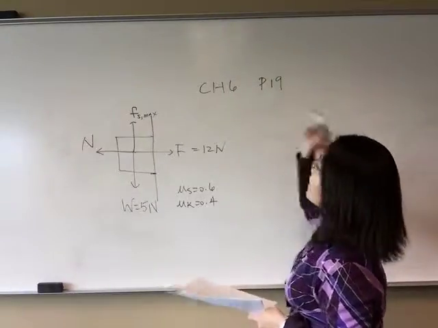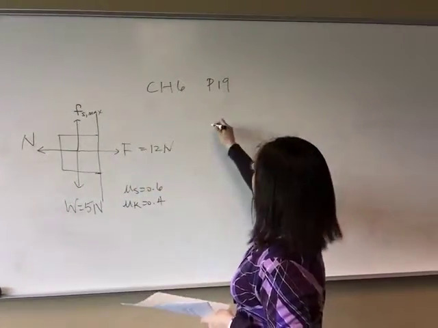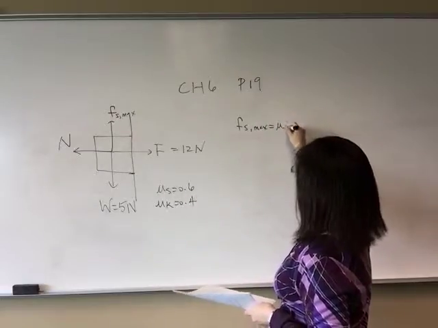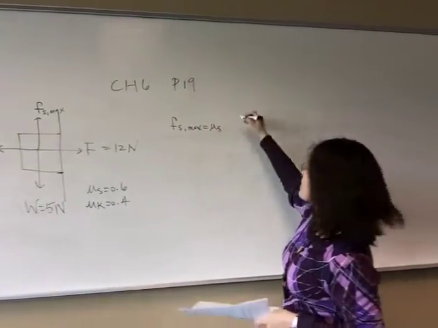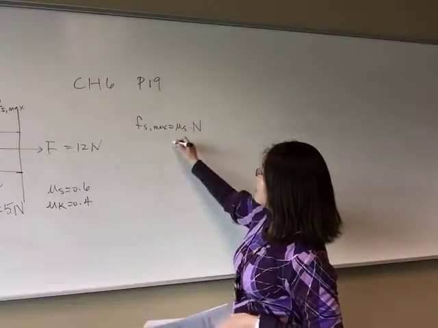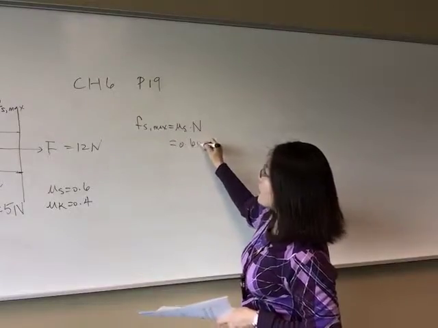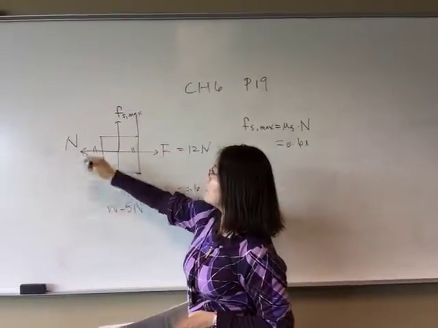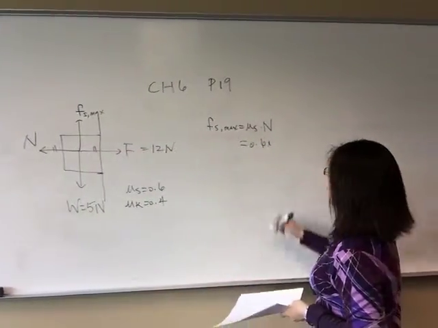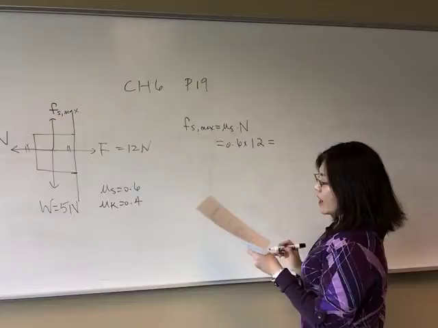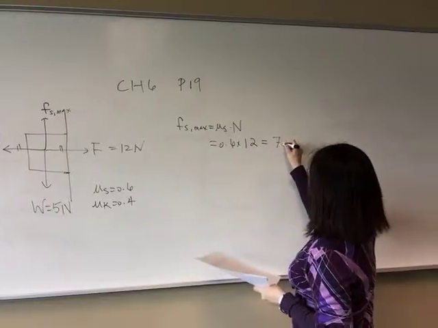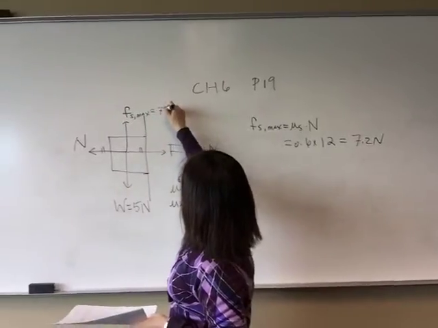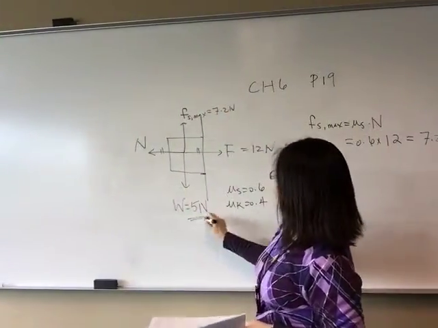Okay. So based on this diagram, we can calculate the maximum static friction, because it would just be mu s times the normal force. Here your mu s is 0.6, and by looking at this diagram, we know that the 12 Newton force and the normal force balance each other. So what is the maximum static friction? You have 7.2 Newton. So this has a magnitude of 7.2 Newton, and this has a magnitude of 5 Newton.